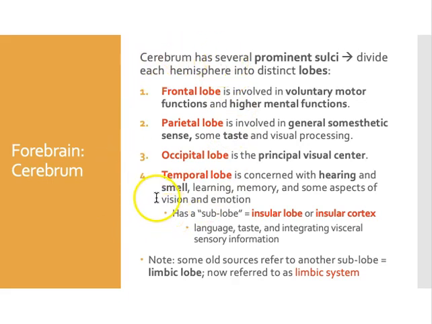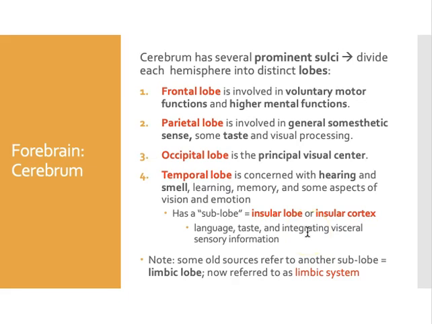Something else to realize is that the temporal lobe is sometimes subdivided into a deeper sort of sublobe and then the remaining tissue. That sublobe is referred to in some sources as the insular lobe or the insular cortex. This is the part of the temporal lobe associated with language, taste, and integrating certain types of sensory information.